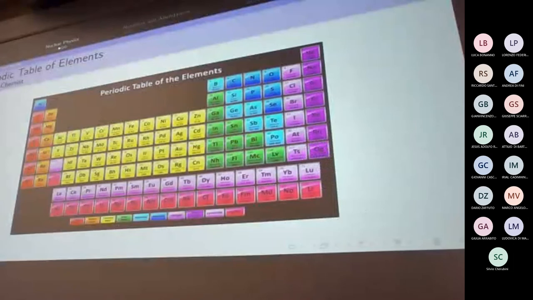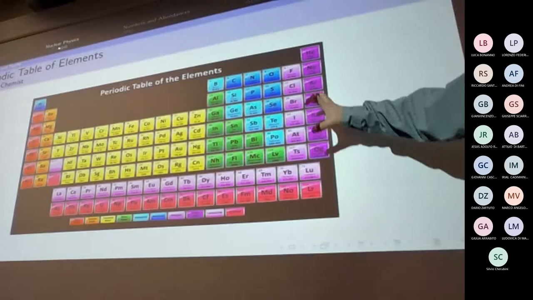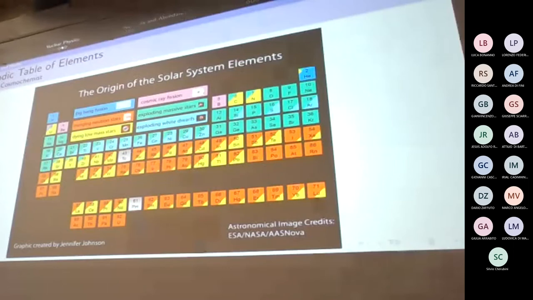These colors on this table mean something different. Let me show you this table colored a little differently. Take a look at this. This colors the elements based on where they came from.